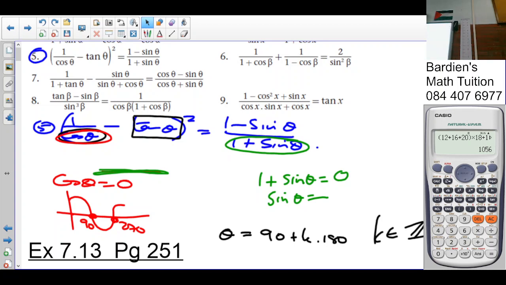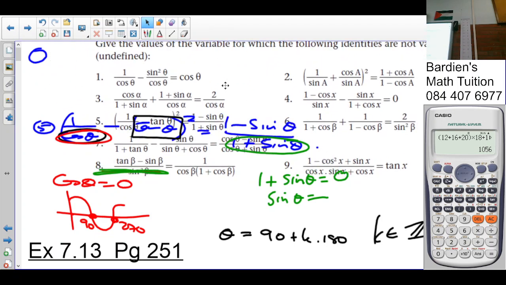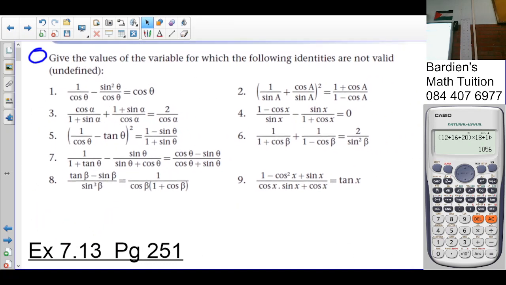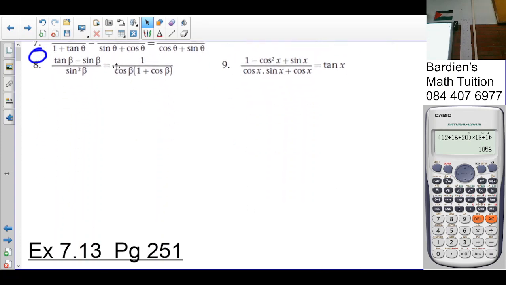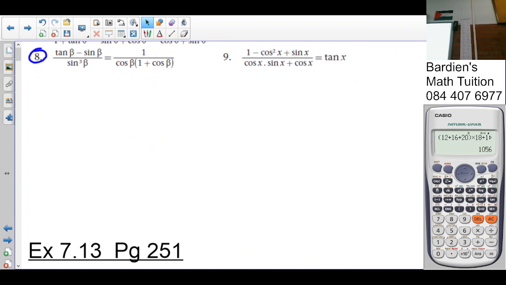Let's choose another one. Did you guys get the picture? Number 8.